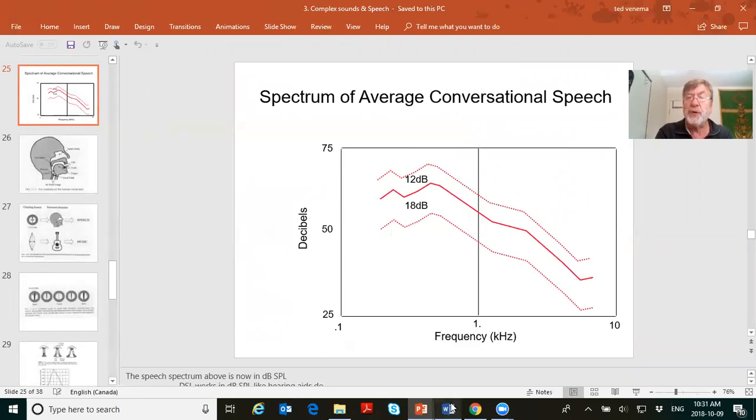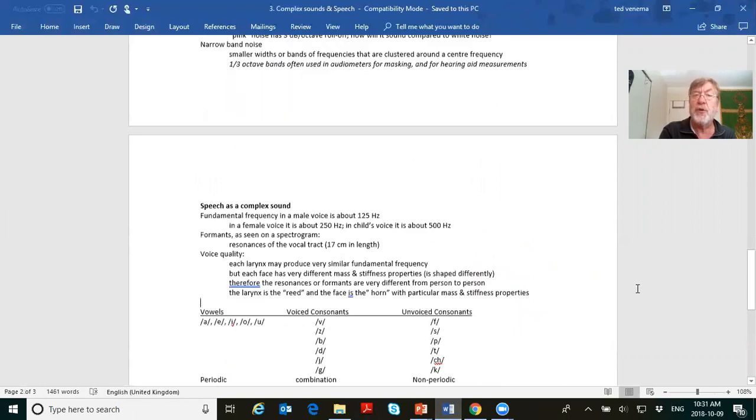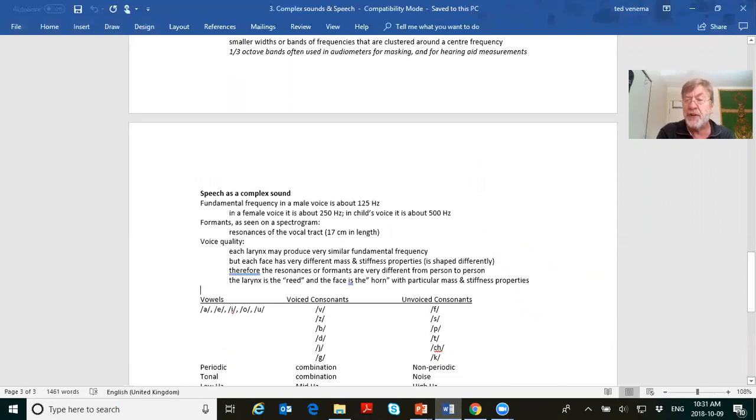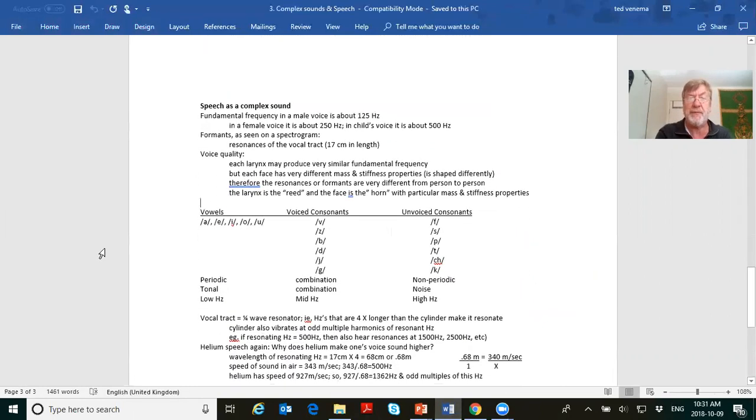And in your notes, we really broke it down, and I would focus on this and make sure you got this. Look at this table here very carefully. Right here. Okay, there you go. Vowels, voiced consonants, unvoiced. Unvoiced is the highest in frequency. Vowels are the lowest in frequency.